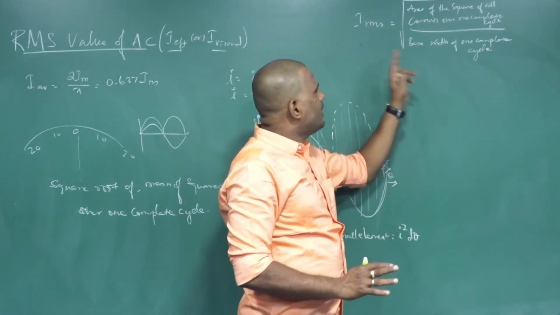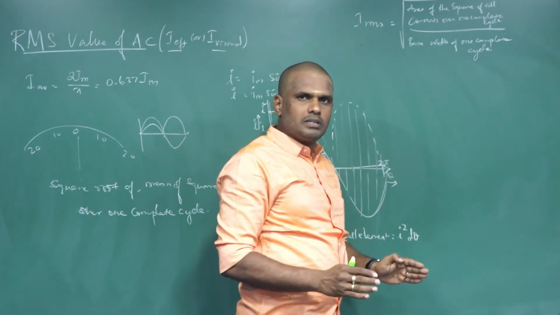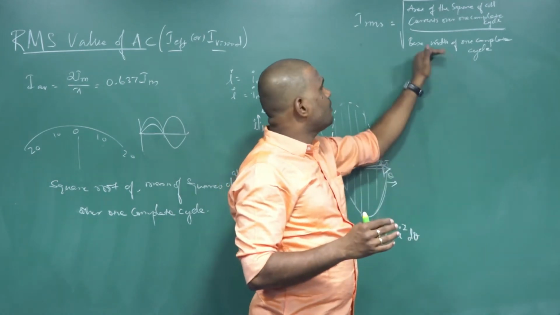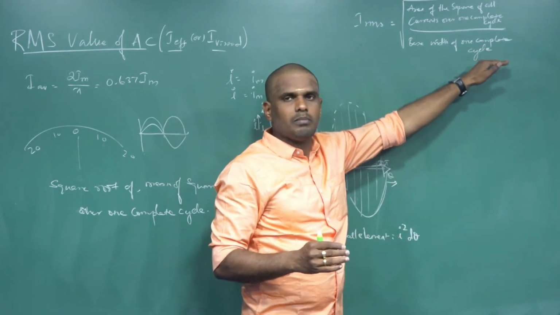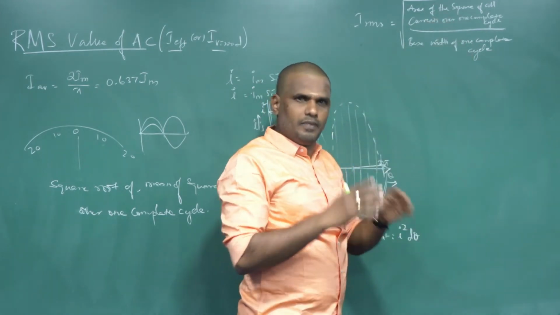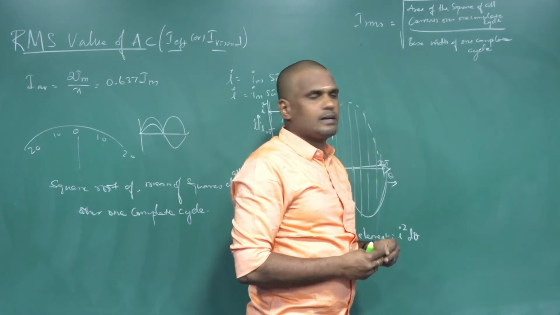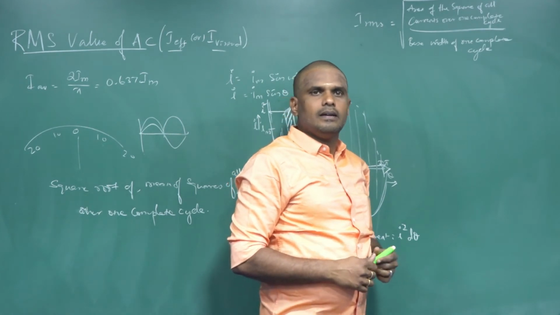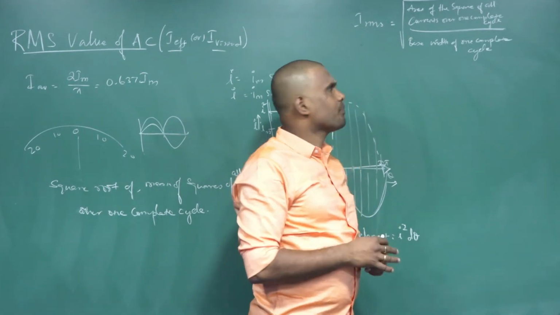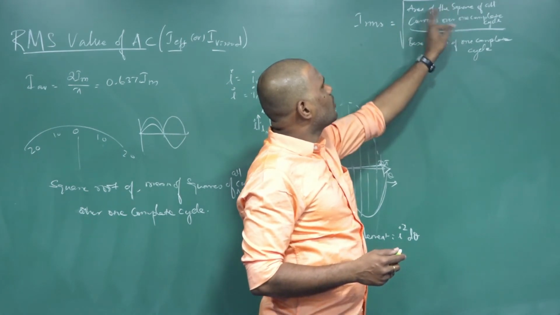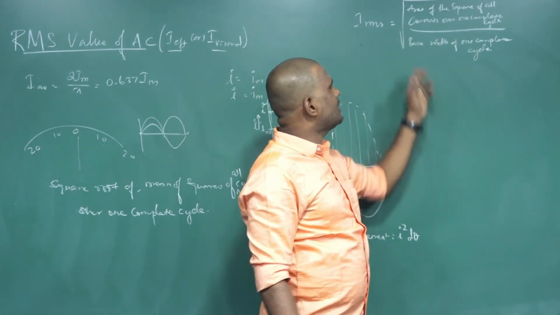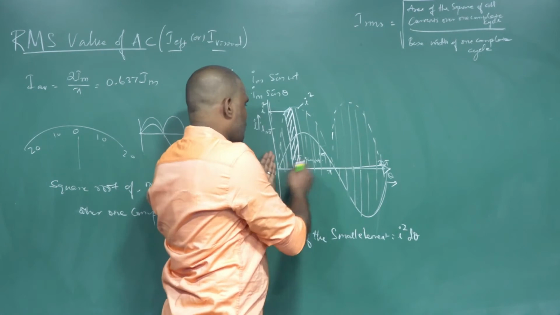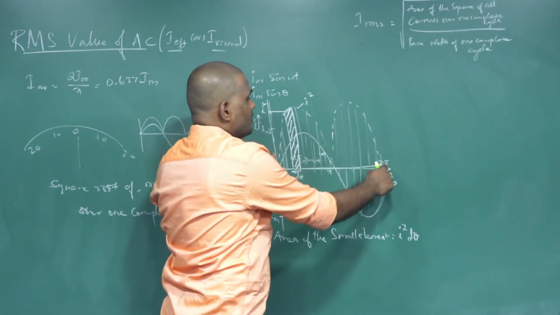That's the meaning. The area of the square of all currents over one complete cycle will give you the sum of the squared currents over one complete cycle. When divided by the base width of one complete cycle, you are taking the mean of one particular cycle of the squared current. Then when you take the root of that value, you will get the RMS value of alternating current. So the RMS value of alternating current is very simple. IRMS equals the square root of the area of the square of all currents over one complete cycle divided by the base width of one complete cycle. As I showed you in the diagram, the base width of one complete cycle of the squared current wave is 0 to 2 pi.